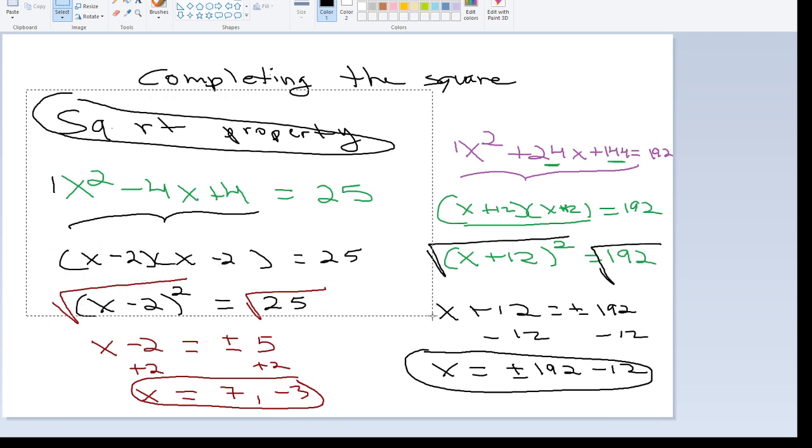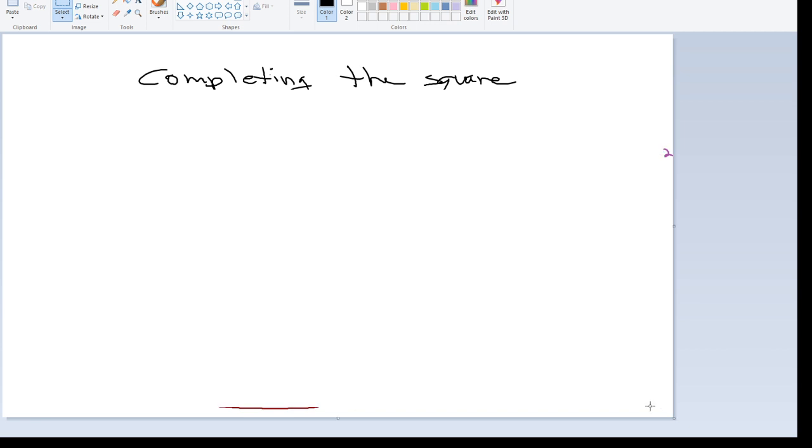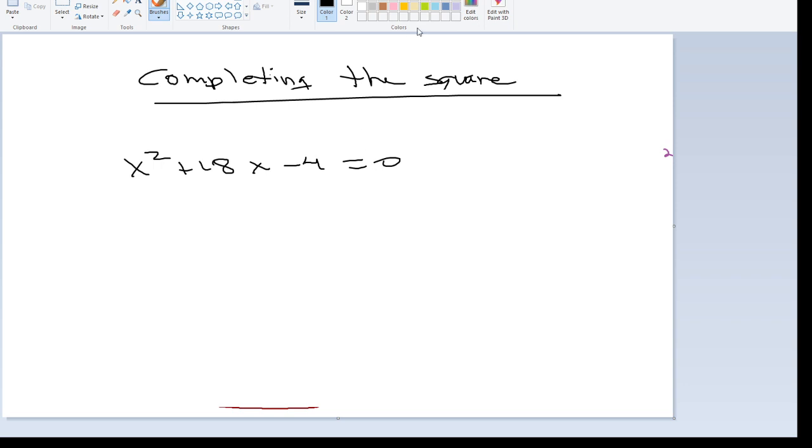Next, let's complete the square. So this is another standard, and this is called completing the square. And there are a couple of rules to complete the square. Let me just start out with one problem. So this is completing the square. Let's do x squared plus 18x minus 4 equals 0. So when we complete the square, we need to understand what the a value is, the b value, and the c value, or you can call them terms, a term, b term, c term.